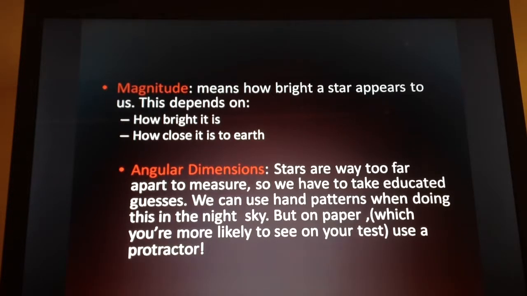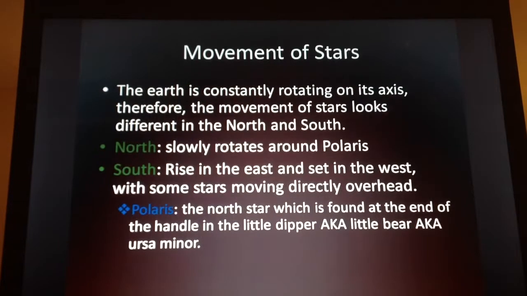You can do this on paper or in the sky. On paper is most likely to appear on your test because you don't have any night classes to be in school to do it. And you'll just be given two stars and you'll use a protractor to measure how far apart the stars are and what angle. In the night sky you can use hand patterns, which you can Google or it's in your textbook. And this is a way of telling about what angle. It's a good guesstimate.